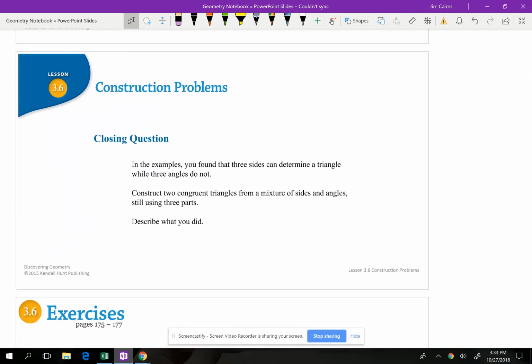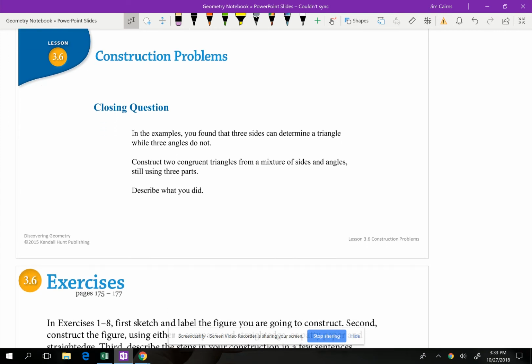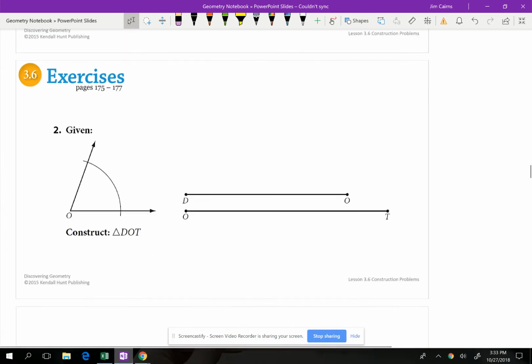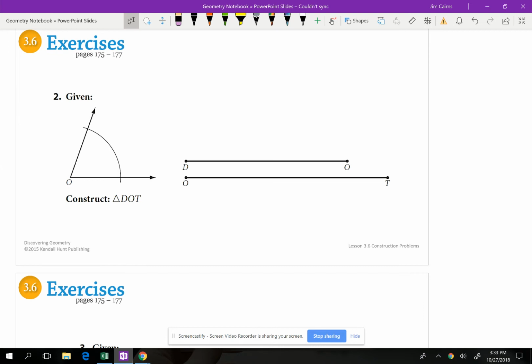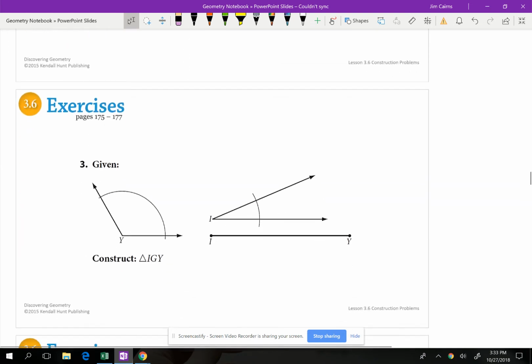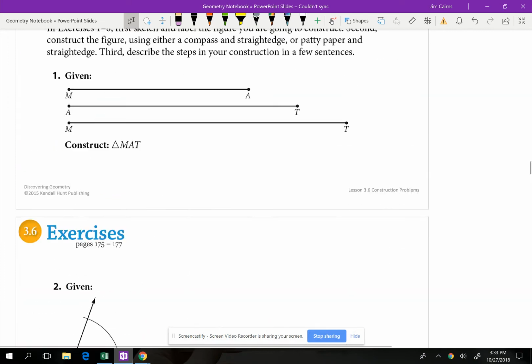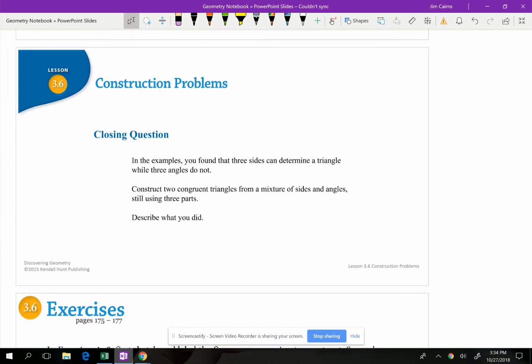Closing question. In the examples, you found that 3 sides can determine a triangle, while 3 angles do not. Construct 2 congruent triangles from a mixture of sides and angles using the 3 parts. Describe what you did. One example of this would be like in the homework, where it says construct a triangle from 1 angle and 2 segments, or from 2 angles and 1 segment. Those are the kind of things that you're going to explore in this question.